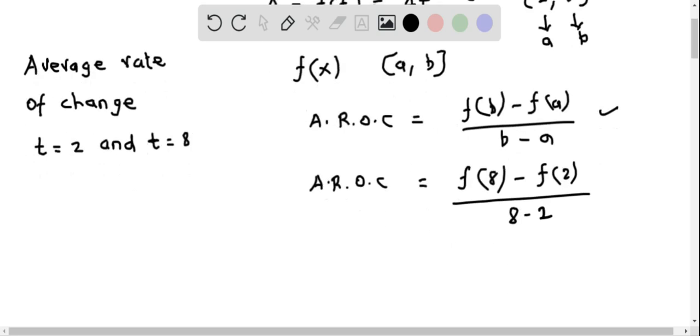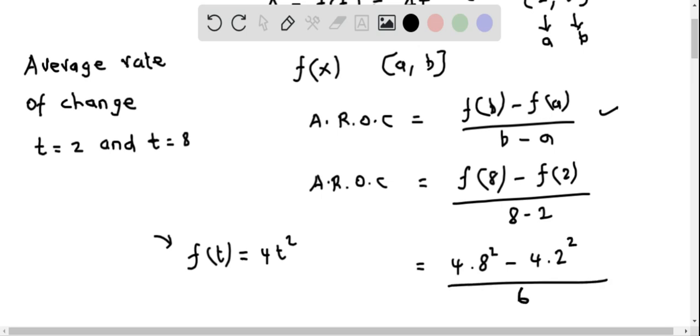So let's use this function f of t, which is 4t squared. Let me copy it over here. f of t equals 4t squared. So we will find f of 8 by replacing t by 8 in this function, and therefore it becomes 4 times 8 squared, minus f of 2, which is 4 times, replacing t by 2, 4 times 2 squared, divided by 8 minus 2, which is 6.